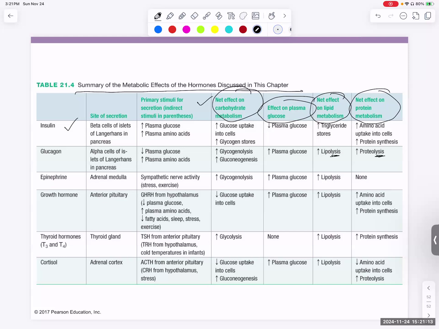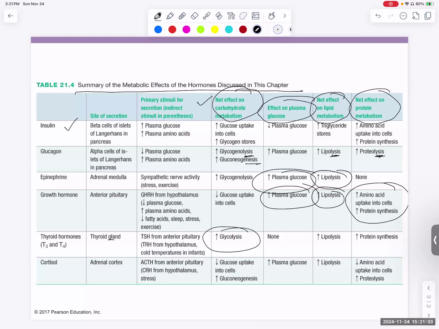So remember, lysis is breaking down, whereas genesis is creating new. Then you have epinephrine, norepinephrine, breaking down lipids, increasing plasma glucose, increase protein synthesis. T3, T4: increased glycolysis, increased lipolysis, increased protein synthesis. And then cortisol: decrease in glucose uptake, increase in plasma glucose, increase in plasma lipids.